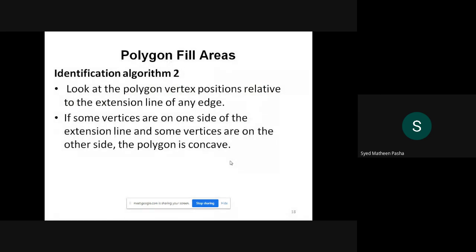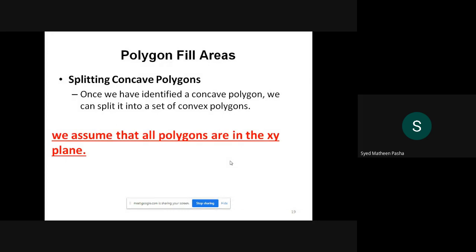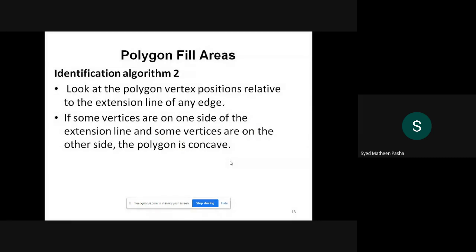So let's see what the second algorithm is. The second algorithm is identification algorithm 2, so that we can find out if a polygon is concave or not. What we have to do in identification algorithm 2 is first look at the polygon vertex positions relative to the extension line of any edge. That is, if you represent a polygon which consists of edges, we check the line extension of that particular edge, where the line is moving to the next point.